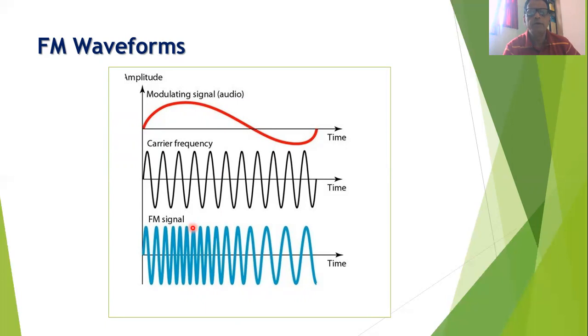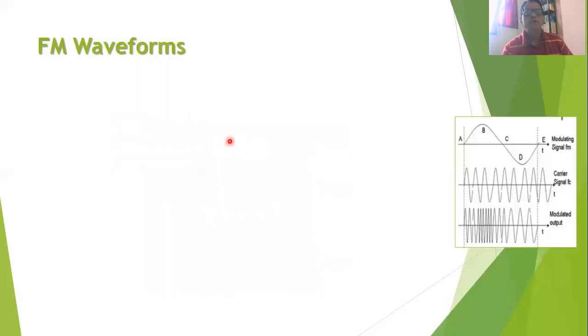That is, sometimes we'll get more cycles, sometimes we will get fewer cycles of the FM signal. So there is a continuous change in the frequency of the FM signal, and this change is as per the instantaneous value of the modulating signal. Now we will demonstrate it more.